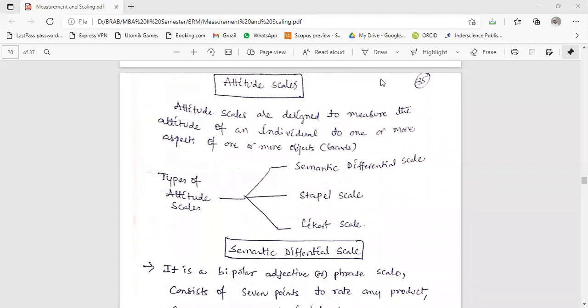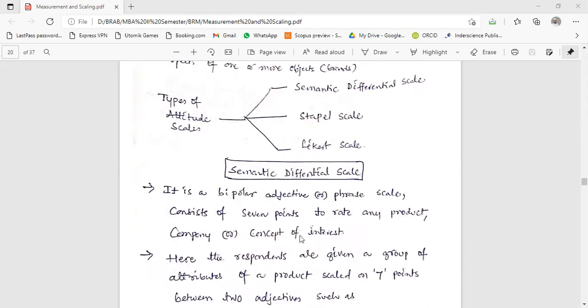Okay, moving forward, we have attitude scales. So far we have seen the rating scales. Now, attitude scales. Attitude scales are designed to measure the attitude of an individual to one or more aspects of an object. So what is our attitude towards different characteristics or aspects, that is what we measure here. The types of attitude scales are 3: the semantic differential scale, the Stapel scale, and the Likert scale. So what is the semantic differential scale?